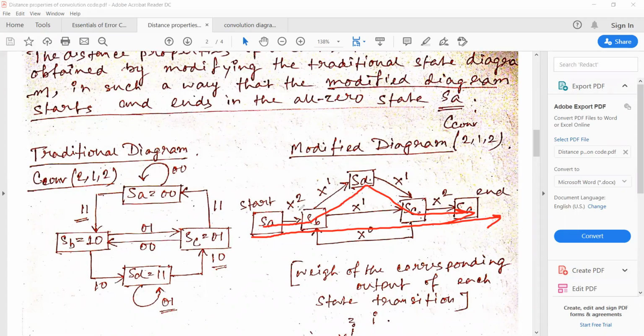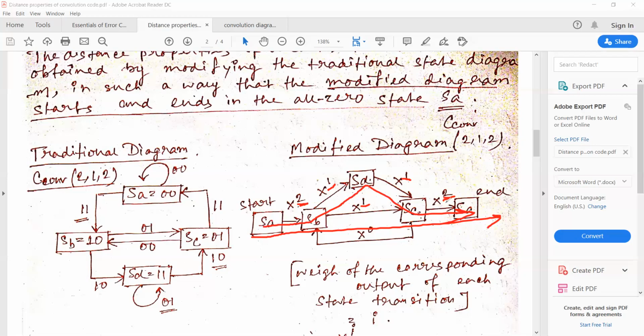the values of i's. Like when I'm considering this straight line path SA, SB, SC, SA, what is the path gain? The total path gain is 2 plus 1 is 3, plus 2 is 5. When I'm considering this path from SA to SA, this is 2, this is 1, this is 1, and this is 2, which is 6. So 2 plus 1 plus 1 plus 2, so this is 6. And for the straight line SA, SB, SC, SA, this path is 2 plus 1 plus 2, so this is 5.